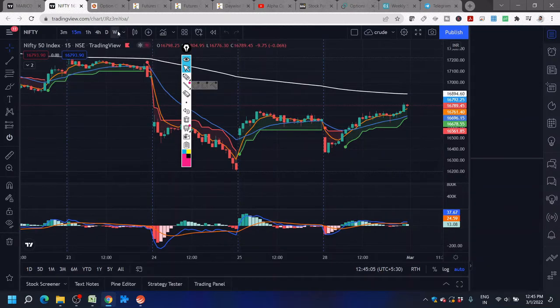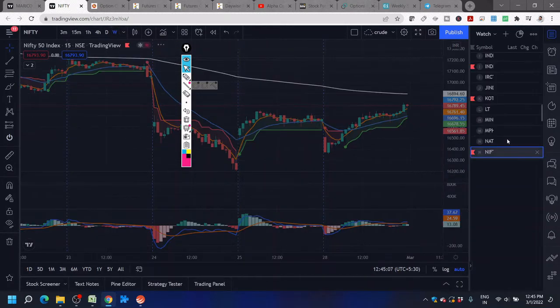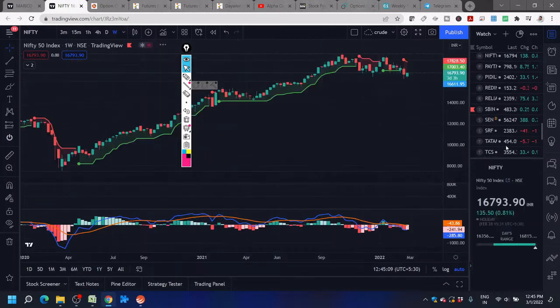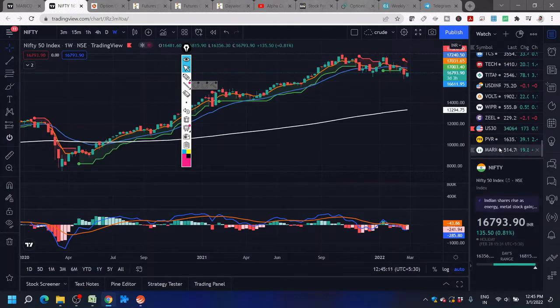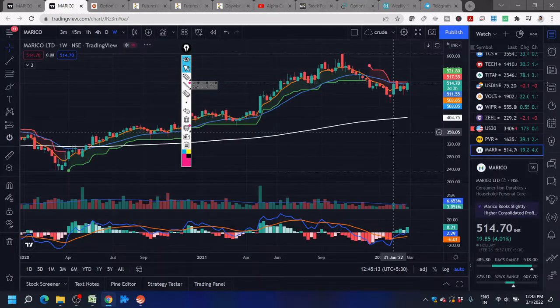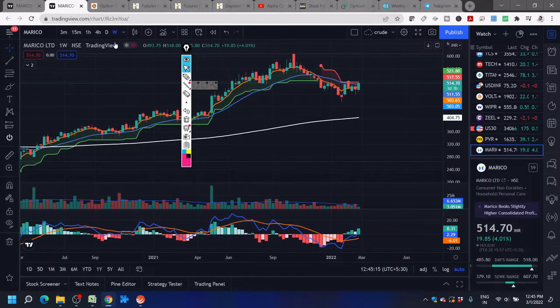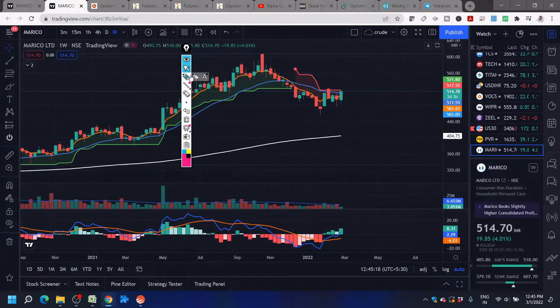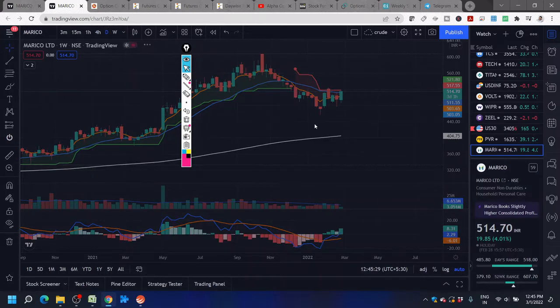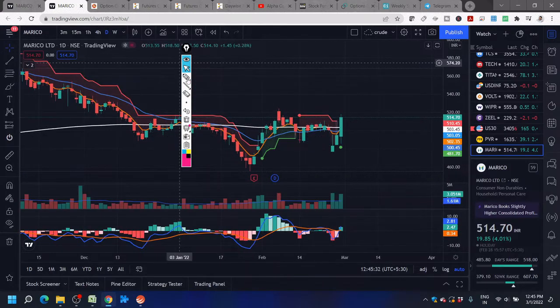Okay, so now we will check this on a weekly time frame on Marico. On a weekly time frame, if you see, this is at the super trend level. Still there is time for us to take an entry because it has to break this on a weekly time frame. Now on a daily time frame, it has given a breakout on super trend as well.